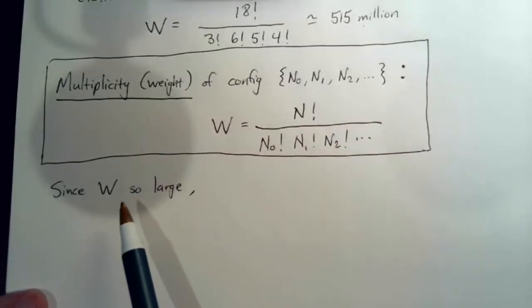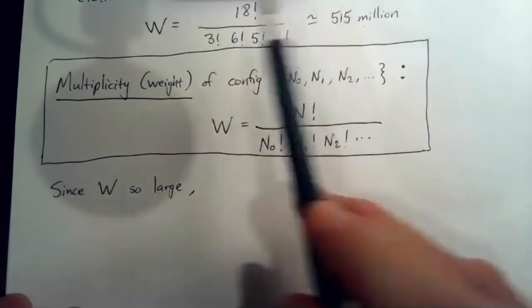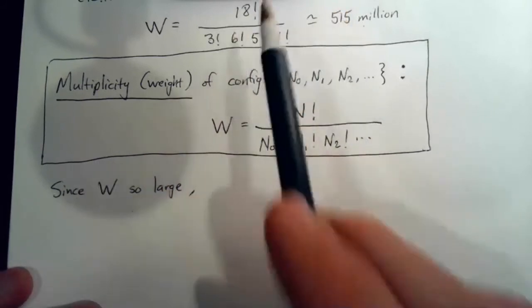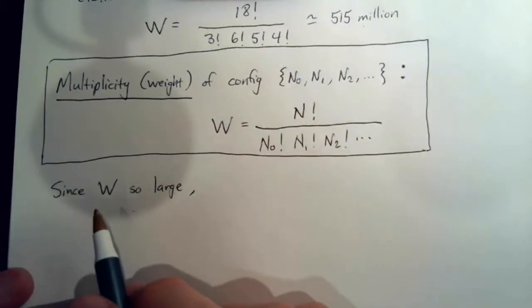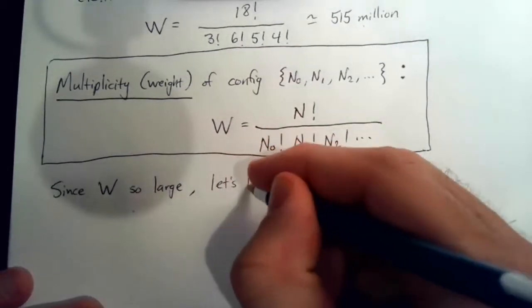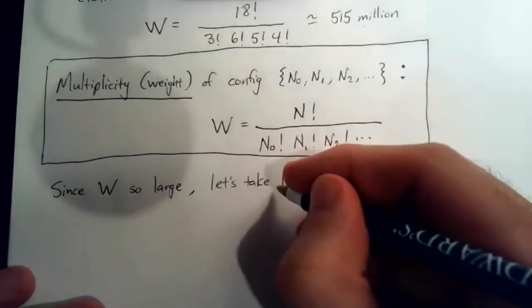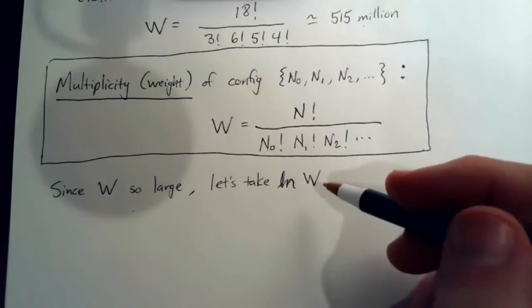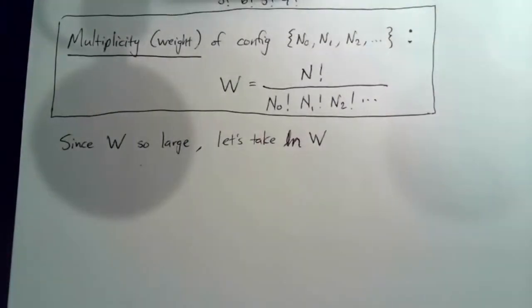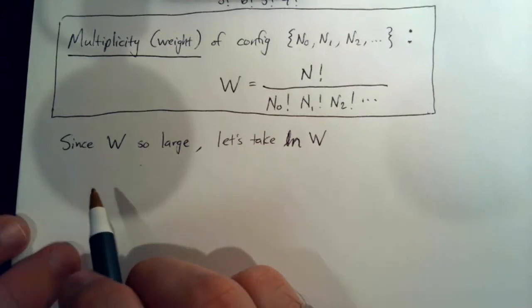Okay, so I mentioned that the multiplicity can be very large. For just only 18 molecules, we had 515 million different microstates for one particular macrostate. And so then the number's going to get much larger than this. So since W is so large, let's take the natural log. When we take the natural log of a number, we're basically picking off the exponent, right? And so the natural log is going to greatly reduce the magnitude of the numbers that we're dealing with. Another advantage of taking a natural log, besides reducing the magnitude to more manageable numbers, is that we can make a nice approximation. So let's see that approximation.